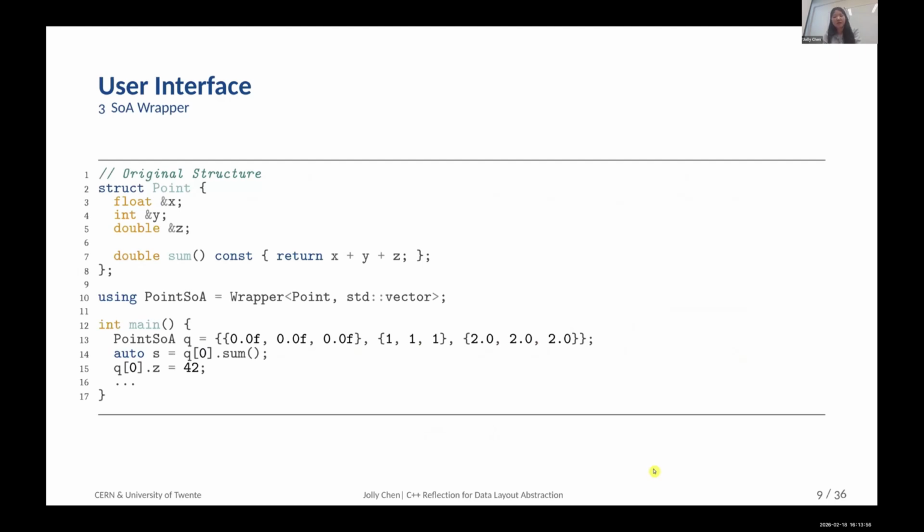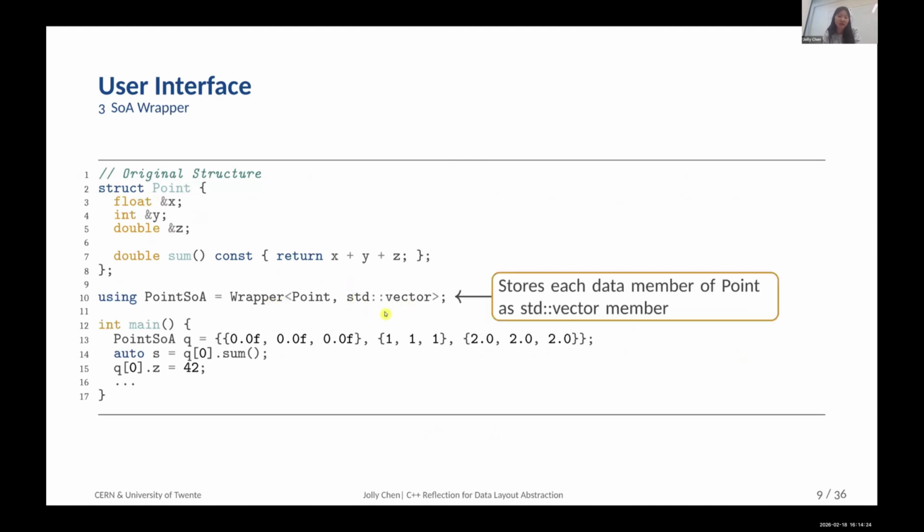Before I go into the implementation details of the wrapper, I am going to show you the user interface so that you can get a better idea of what we are working towards. The original structure is, for example, a point with 3 data members. And then we want to create an SOA version of this, which we can do by putting it into the wrapper. And as a second argument, we give std vector to indicate that we want to have each member in the SOA as a std vector member.